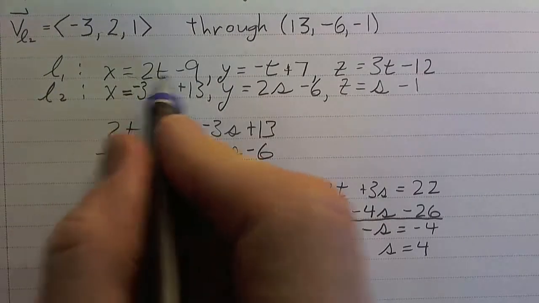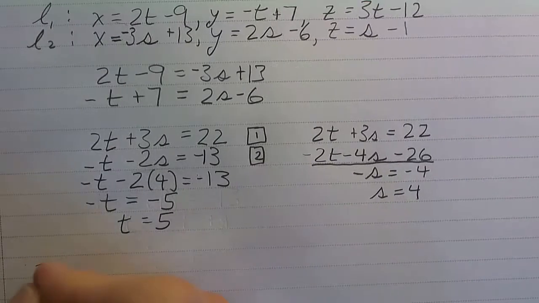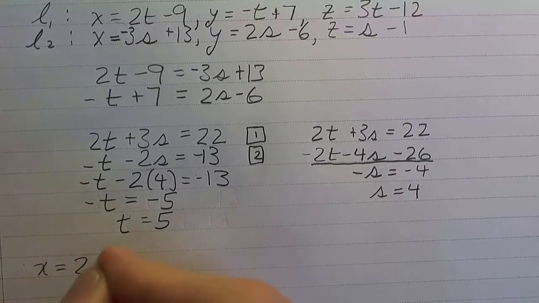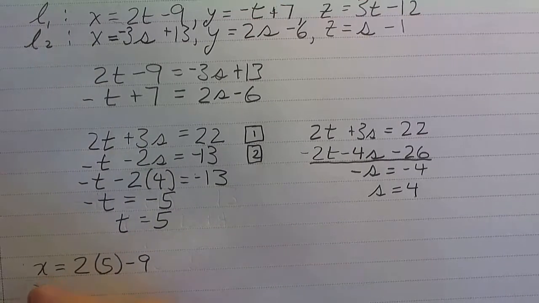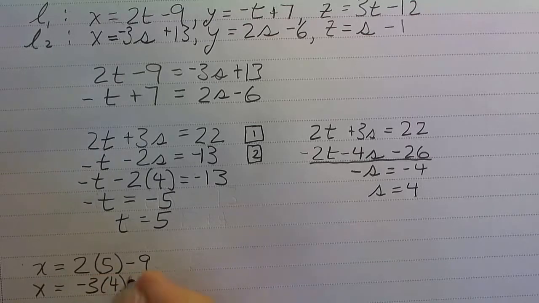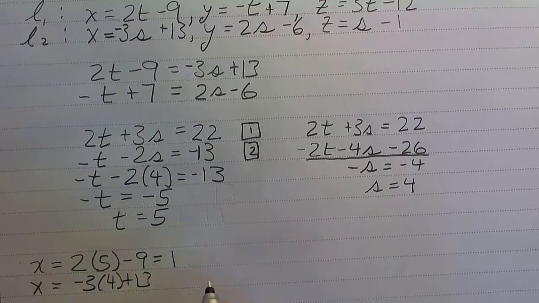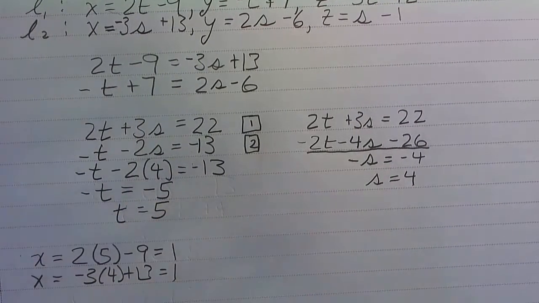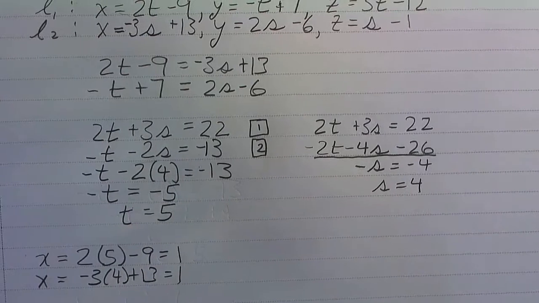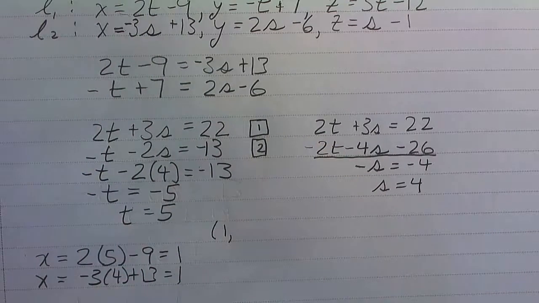So I've got x equals 2t minus 9. And also x equals negative 3s plus 13. So let's see what that is. Well, that's 1 for that first one, and then 1 for the second. So on this ordered pair, the point of intersection, I've got 1 for the x.